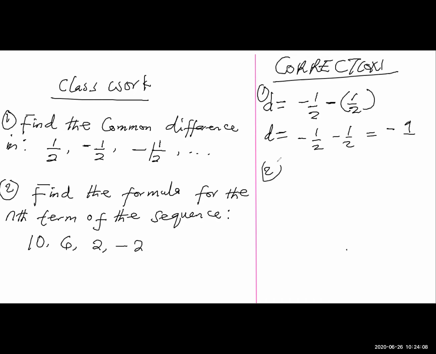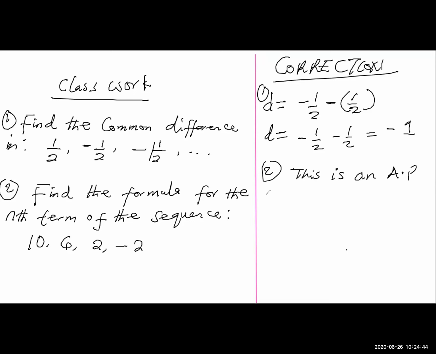Okay, number two, we're asked to find the formula for the nth term of this sequence. Now, there are two ways you can do that. You can generate it. You need to check: 6 minus 10 is minus 4. 2 minus this is minus 4. So this is an AP. That's number one. They did not tell us the type of sequence it is, but we have seen that because it has a constant decreasing amount, it is an AP by subtraction.